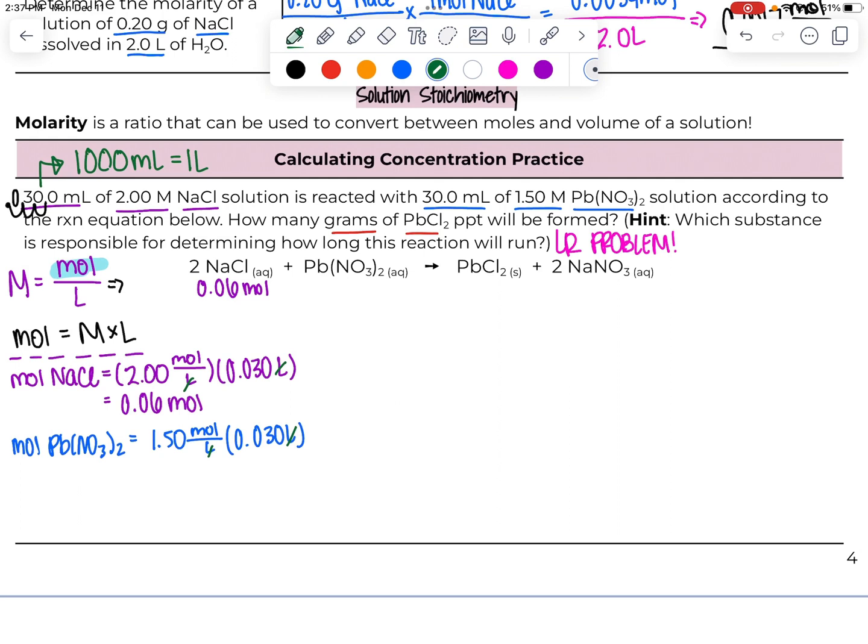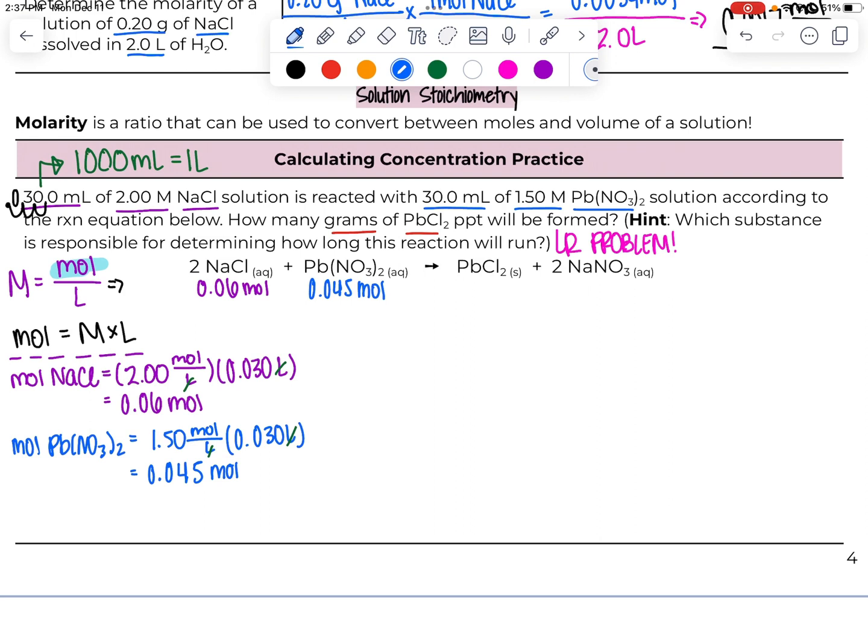Double check to make sure my units cancel. Looks good. Okay, 1.5 times 0.03. Well, I know that 15 times 3 is 45, so this must mean that this is 0.045 moles of lead nitrate. All right, so I'm going to plug that in right there. Great.